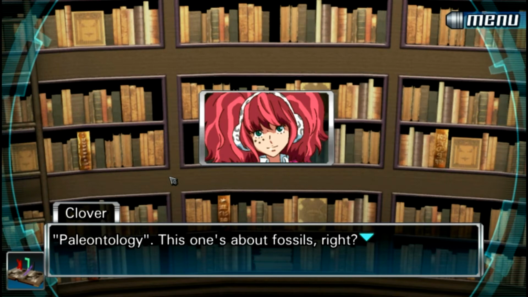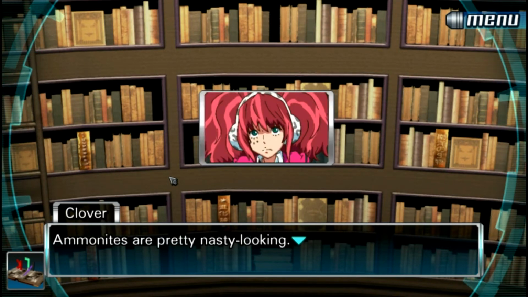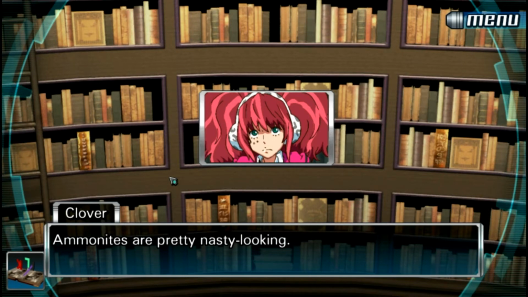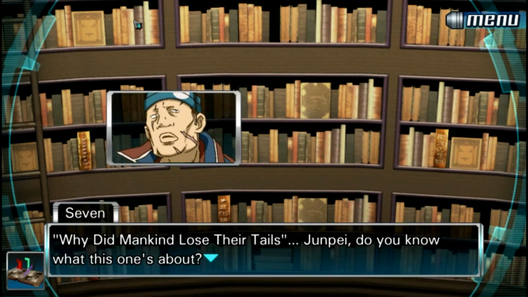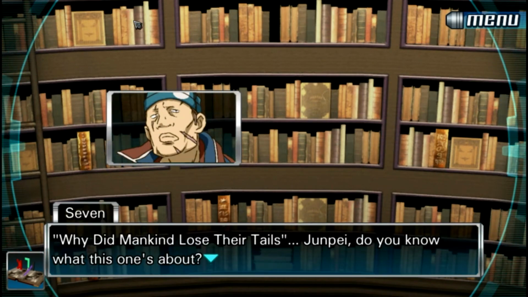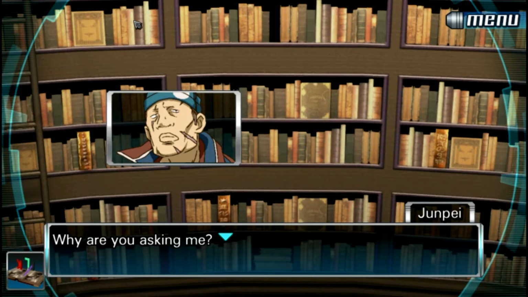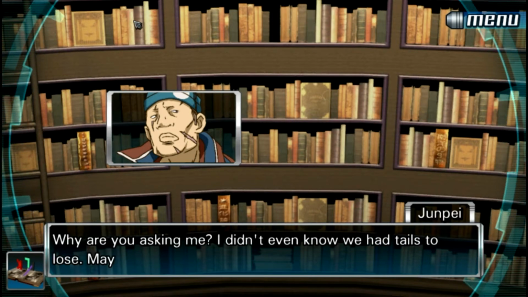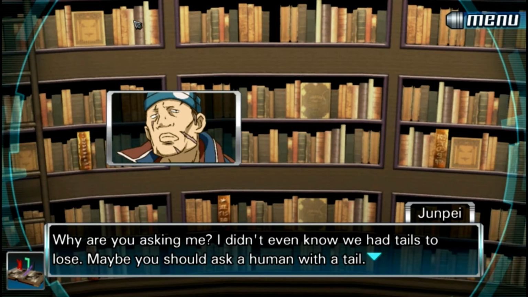Paleontology. This one's about fossils, right? Yeah, you are right, Clover. Ammonites are pretty nasty looking. Ammonites? Mother Nature, paleontology. Why did mankind lose their tails? Junpei, do you know what this one's about? Why are you asking me? I didn't even know we had tails to lose. Maybe you should ask a human with a tail. Or a Saiyan, I'm just saying.